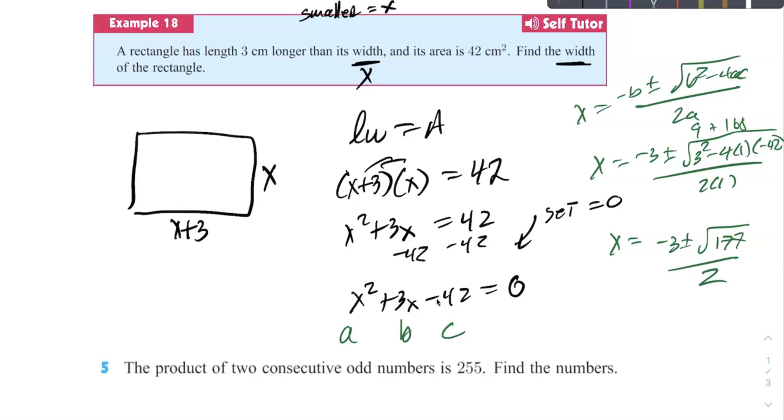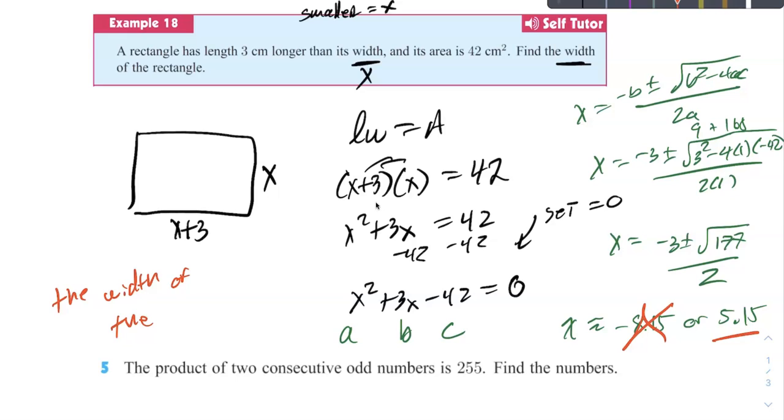Now it's an application problem, so you are allowed to use a calculator to get a decimal, because that's what we want. I'll put it in my calculator off camera, and we get x is approximately negative 8.15 or 5.15. Now again, this is a side length, and I can't have a negative length of a side, so my answer is just going to be the positive one. So I say the width of the rectangle with an area of 42 is 5.15 centimeters. So there we go. Next one.